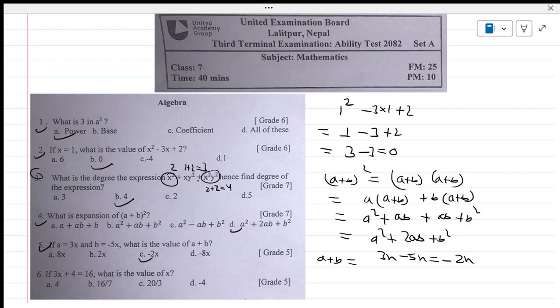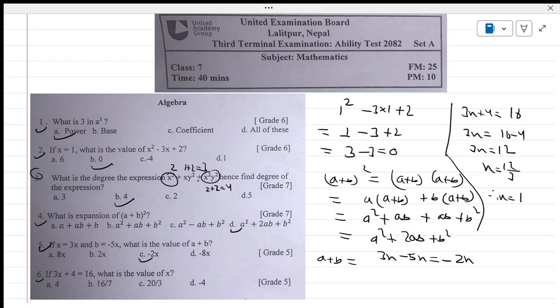And now we'll go for number 6. It says, if 3x plus 4 is 16, what is the value of x? Through that we have to find the value of x. Let's send 4 to the other side first, so you get 3x equal to 12. 3 is getting multiplied with x, so we bring it down for dividing. x equals 12 by 3, so x equals 4. So the option is A. So we are done with algebra.